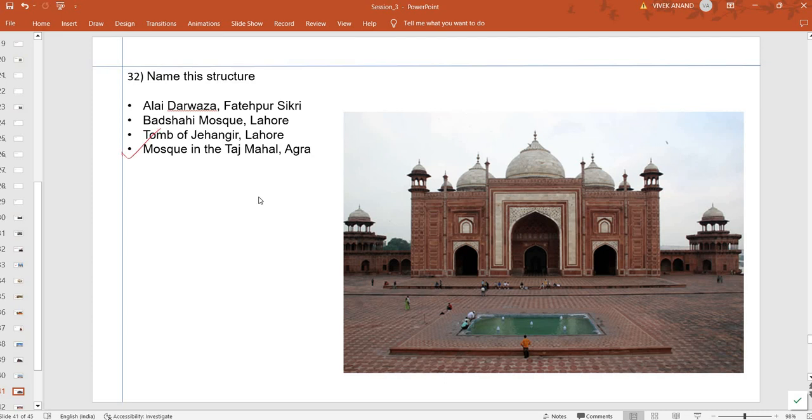What is this thing in front? That's a house or a water tank, a water body. What is the purpose of this? Is this just for ornamentation, or does it have some purpose?